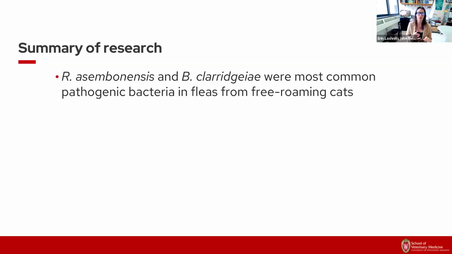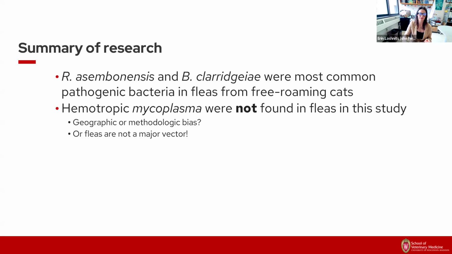One major conclusion was that Rickettsia sempenensis and Bartonella cleridiae were the most common pathogenic bacteria in fleas from free-roaming cats in these geographic locations. We also found that hemotropic mycoplasma were not found in our fleas in this study, despite cats being infected at sort of expected rates. So we don't know if this is a geographic or methodologic bias that we're missing hemotropic mycoplasma, but more likely it's just that fleas are not acting as a major vector of hemotropic mycoplasma in cats.